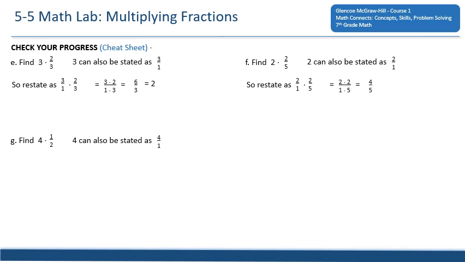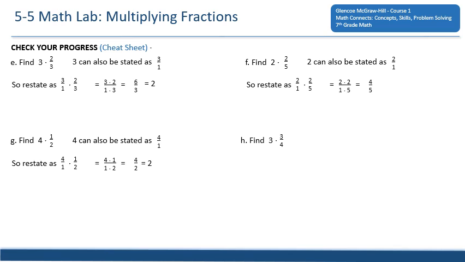Find 4 times 1/2. 4 can also be stated as 4 over 1. So we'll restate the expression as 4 over 1 times 1/2. If we multiply the numerators, 4 times 1, and then multiply the denominators, 1 times 2, we'll get 4 over 2. We can simplify that down to 2 because 4 divided by 2 equals 2.